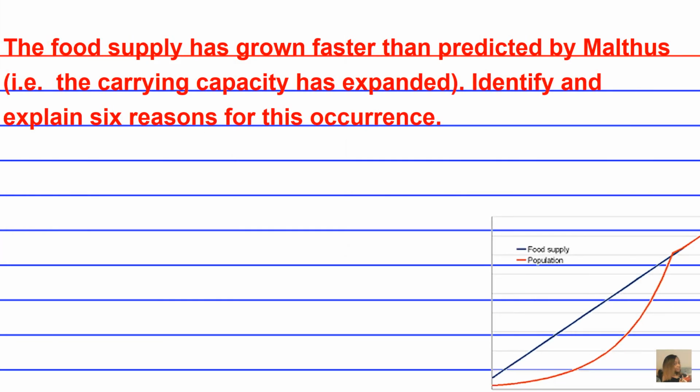A second reason that the food supply has grown faster is due to greater efficiencies in agriculture and agribusiness. I'll give you a moment to formulate a concise answer, which may not be too different from the previous explanation for the previous reason. Okay? Press pause if you need to.